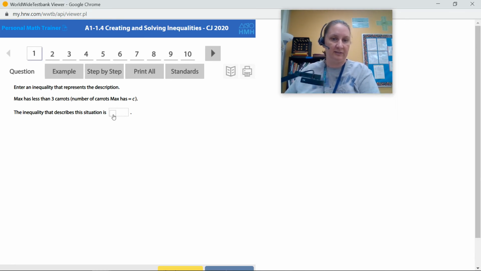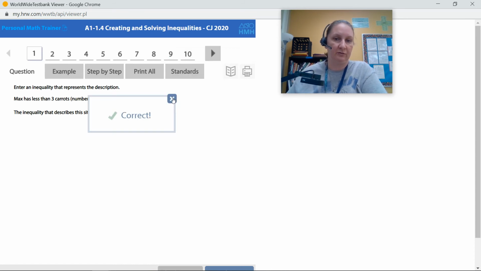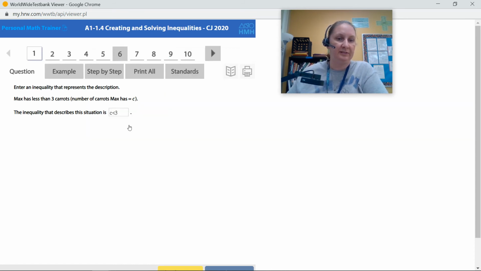So we're going to do C is less than 3 carrots. So he has less. Max is him, and he has 3. The number of carrots he has is C, and that's less than 3. So that's where that came from. And just to double check, that is correct. Okay, number 6.